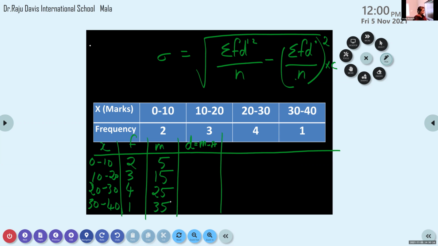Now find D is equal to M minus A, or you can directly find D dash is equal to M minus A by C. If you want to find like this, no problem. Otherwise, directly D dash is equal to M minus A by C. A is the assumed mean. This you have done in previous ones, where you took the assumed mean as 15. So here also you can take it.